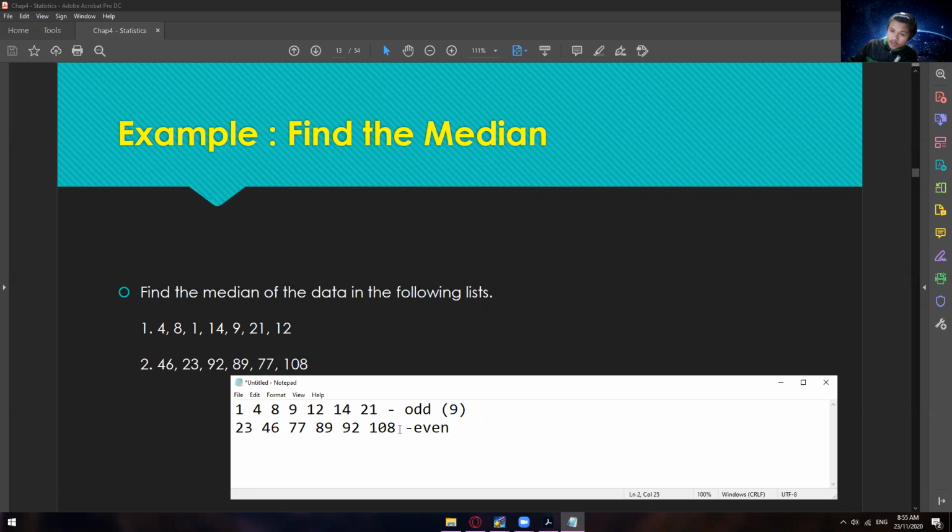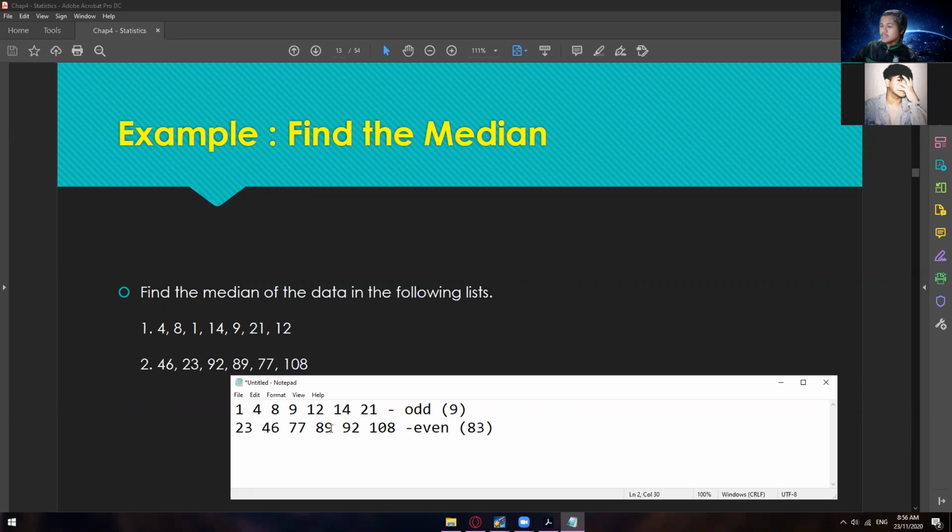So several of you answered, not just one student. Right? If it's even, then we should get the two middle numbers, because the middle is between 77 and 89, so we cannot identify a single number there. To get the middle number between 77 and 89, we add those two and then divide by 2. So 77 plus 89 divided by 2, what is the result, guys? 83. Alright.